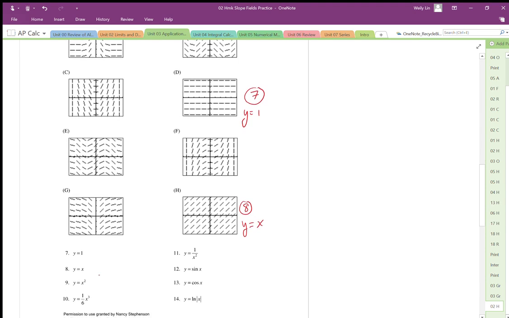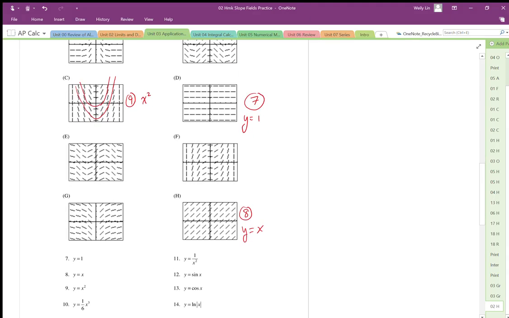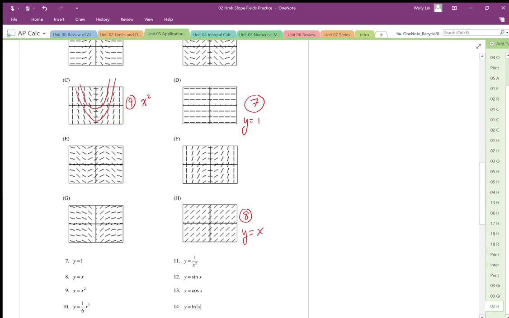For number 9, y equals x squared, if I look at the shape of this, if I follow the slope fields, it's looking like a bunch of u's. So this must be the parabola. This is going to be x squared. Next, 1 over 6 x cubed. Well, this one looks like it's going up and down too much. This one does not look like a cubic. The cubic function looks like it's going to be this one here. So this is going to end up being y equals 1 over 6 x cubed. And I can see that it's just a cubic function sliding through there like that.